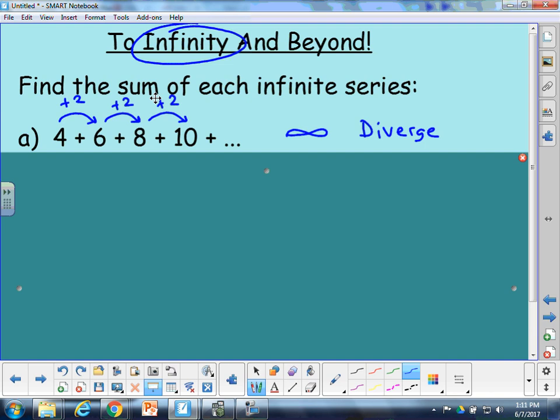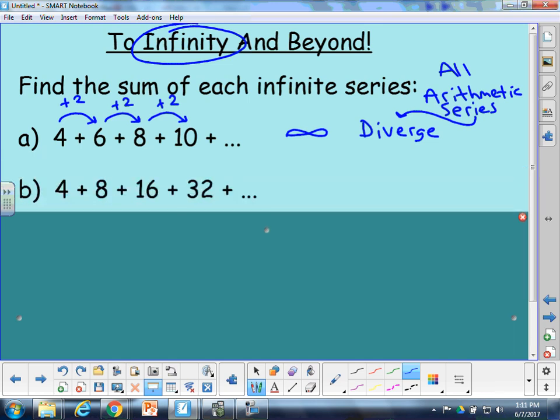Okay, and actually any arithmetic sequence, all arithmetic, I'm going to call them series because we are adding them up, all of them will diverge. If it's arithmetic, it goes to infinity, or it goes to negative infinity. It diverges.